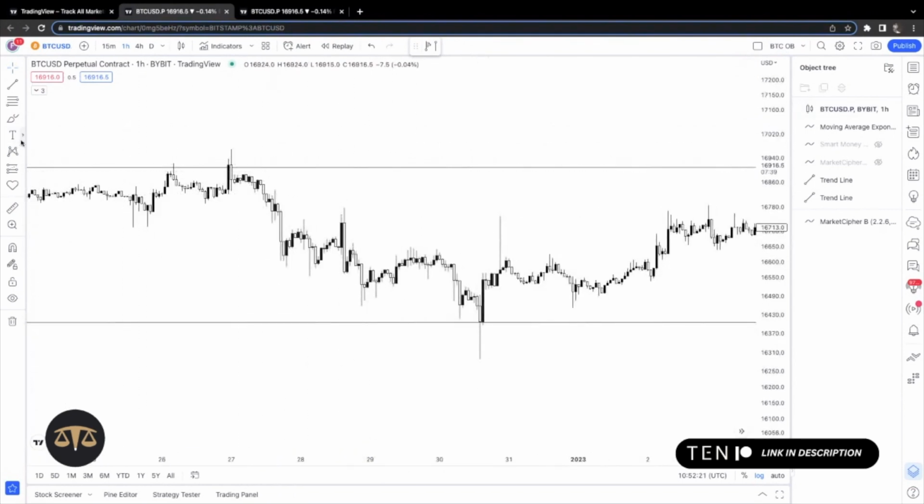So now we've got some movement. We've got a little bit of a consolidation in here. And this interests me, this level just here.